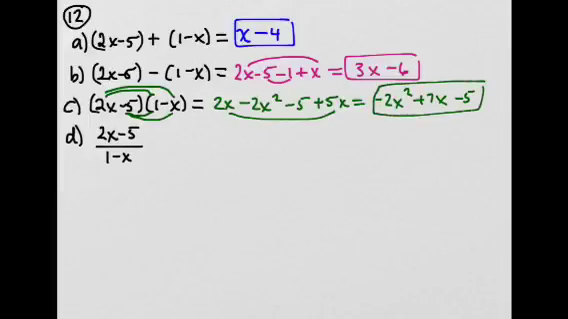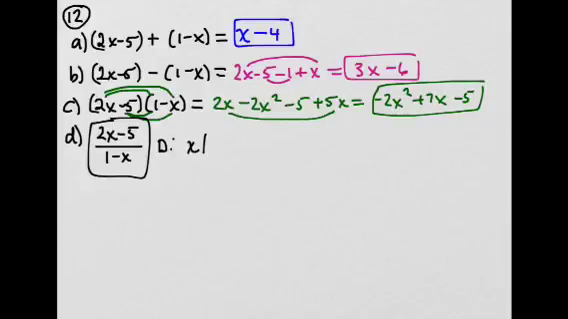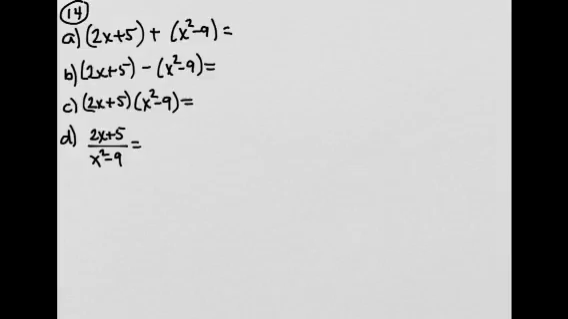Okay, and then for letter D, well, that's pretty much all you can do, right? You can't simplify it any more than that. You can't factor anything out to reduce it, so this is the answer right here. So all we have to do now is figure out the domain. Well, the domain is all reals except for whatever makes the denominator 0. So in this case, that is 1. So here's the domain.